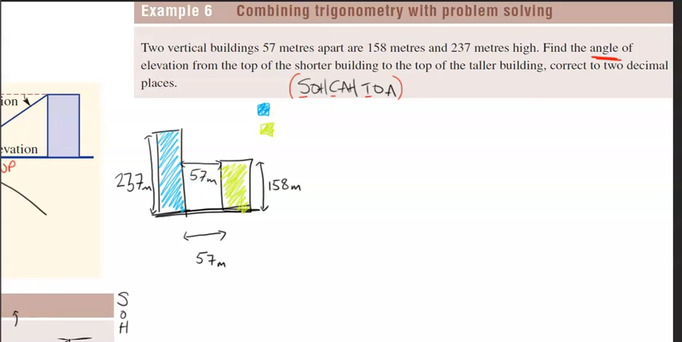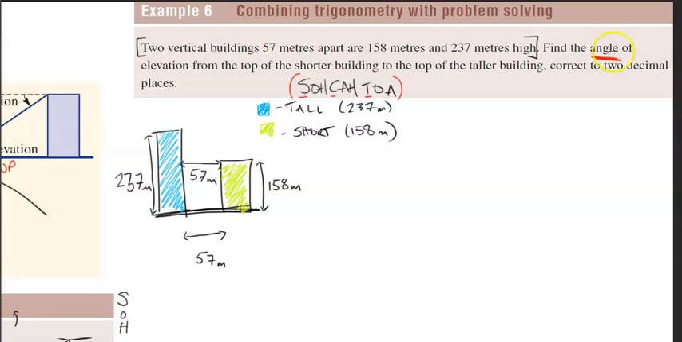There we go. So we've got two buildings. The first one is a tall one, which we know to be 237 meters, and the second one is the shortest one, and we know this to be 158 meters. All right, so this part here gave us some information. This was just one sentence.